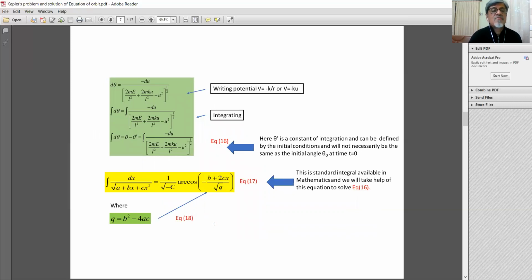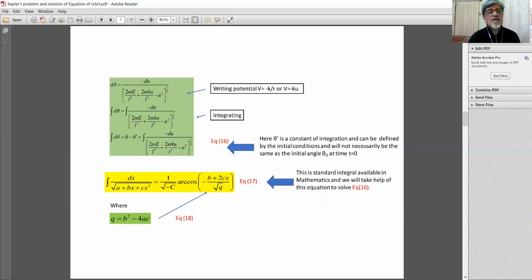Now if you try to simplify, then d theta is equal to minus du divided by, in a square root, 2mE divided by L square plus 2mku by L square minus u square. And here we are writing the potential V of r in terms of minus k by r, or V is equal to minus k. So instead of writing V of r, we have put the potential value. Now we are just putting the integration sign. So it is integration of d theta on the left, and on the right hand side, integration of the big term.